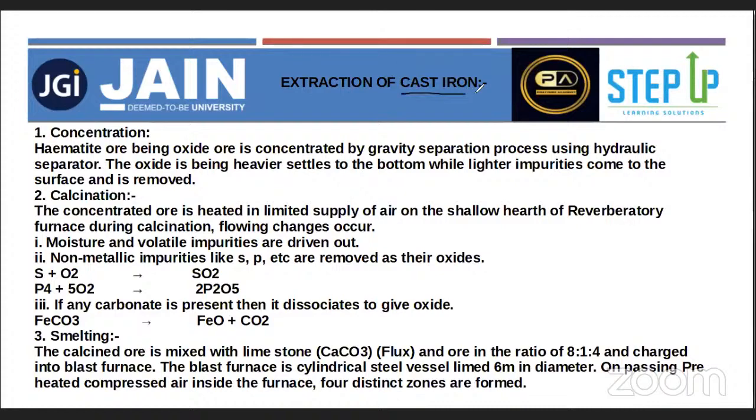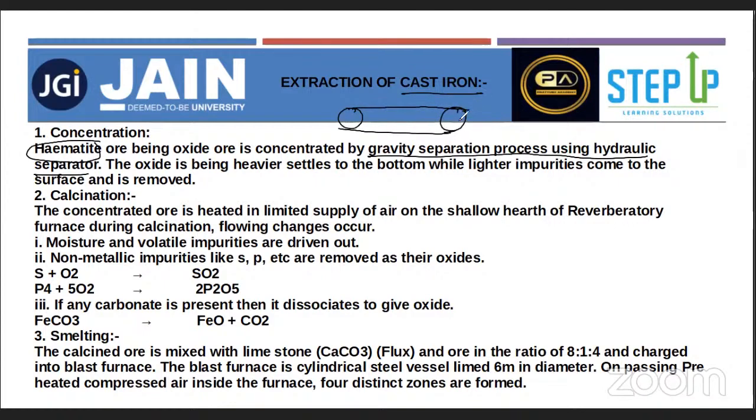Next, you have to read the extraction of cast iron, or you can say iron, because finally when it comes out of the furnace, it is cast iron. For concentration, the ore for this is hematite ore. The hematite ore, being an oxide ore, is concentrated by the gravity separation process using a hydraulic separator. Because we're using gravity, you'll have two pulleys, and the belt will be going like this.